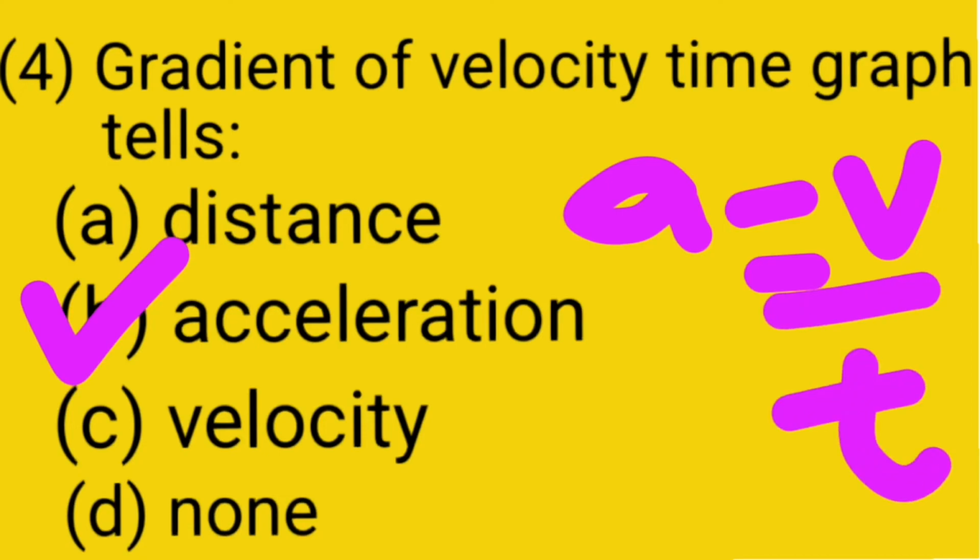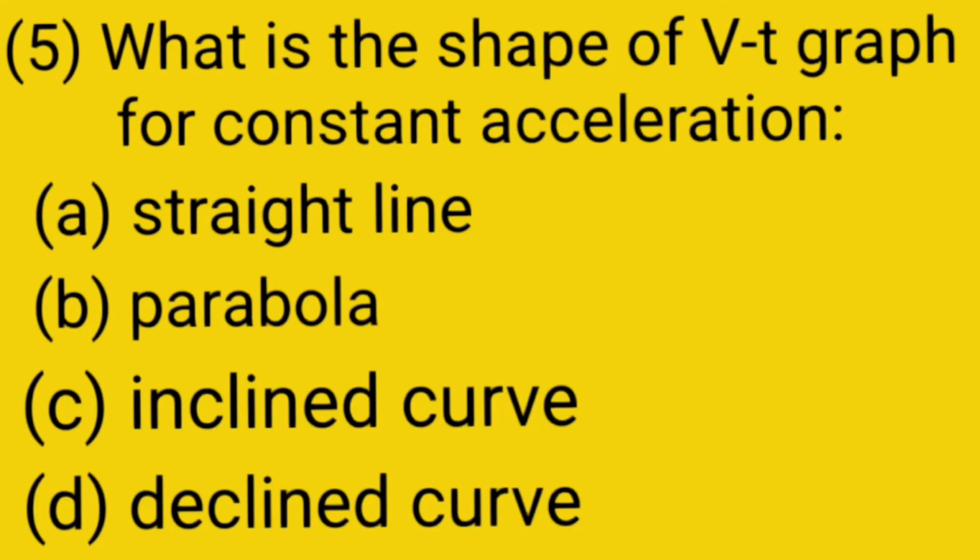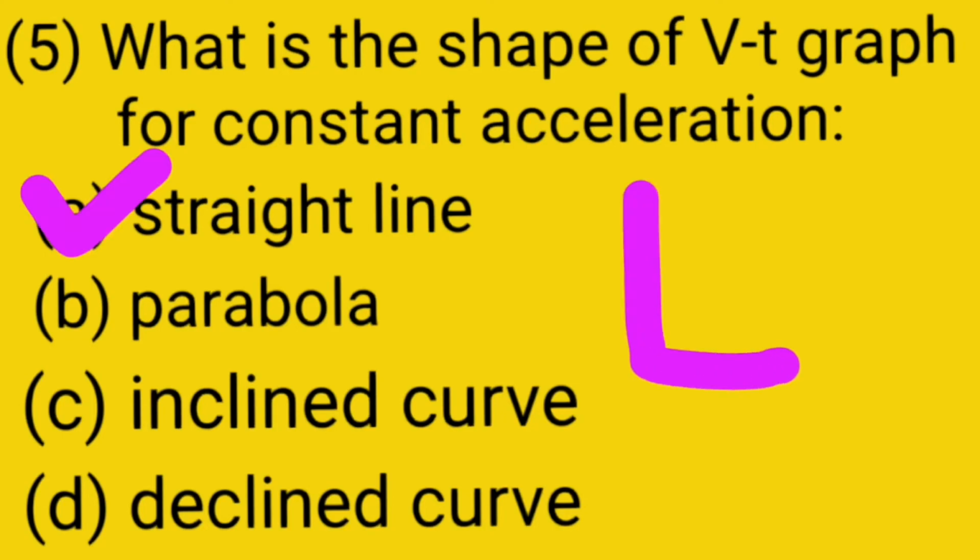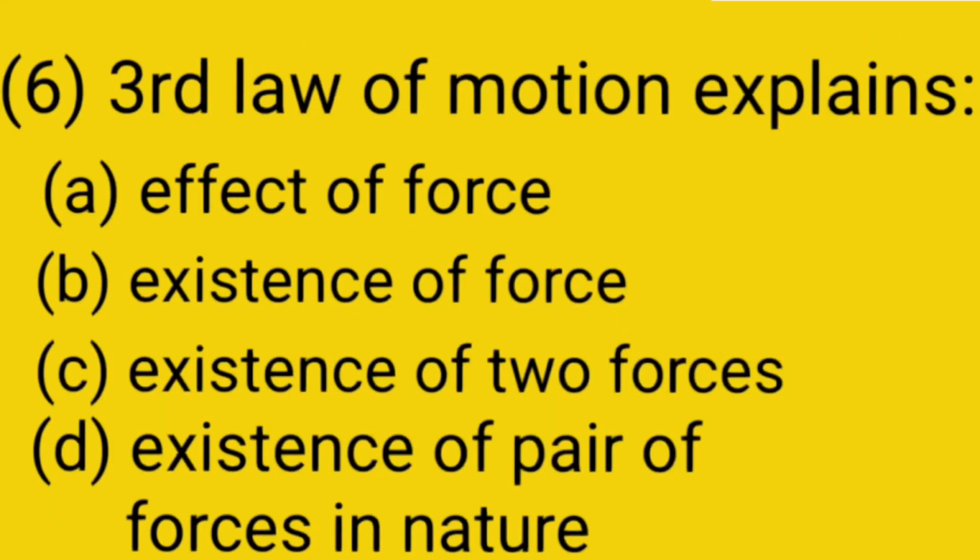Let's move toward the fifth MCQ. What is the shape of velocity time graph for constant acceleration? It is also mentioned in your books, and the answer is a straight line. The straight line is just like this. This is V side and this is T. Okay. Now let's move toward the next MCQ, sixth MCQ.